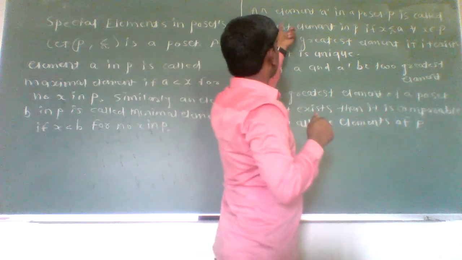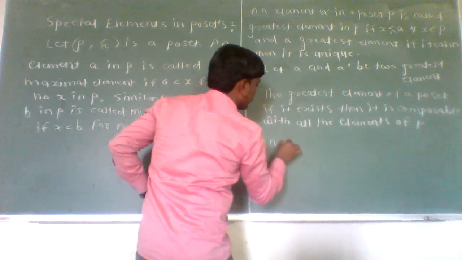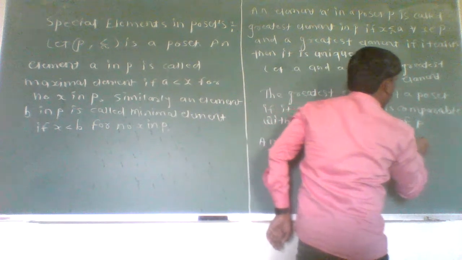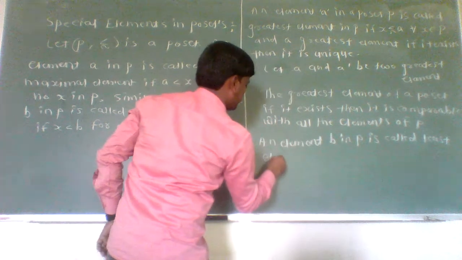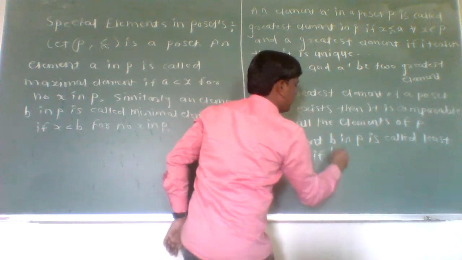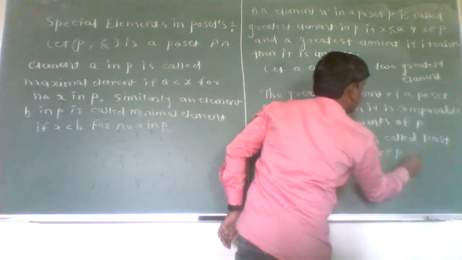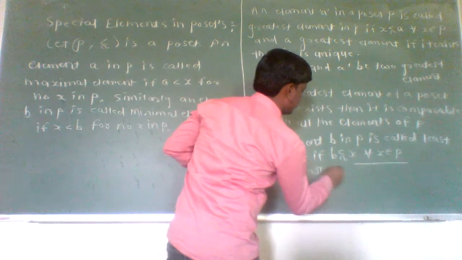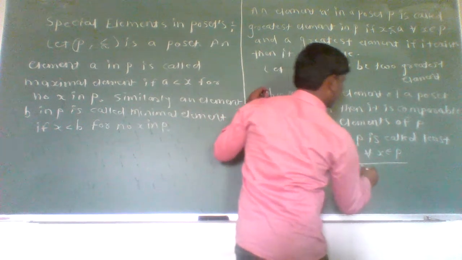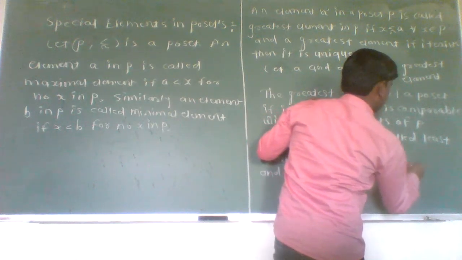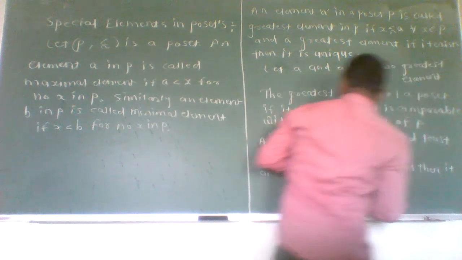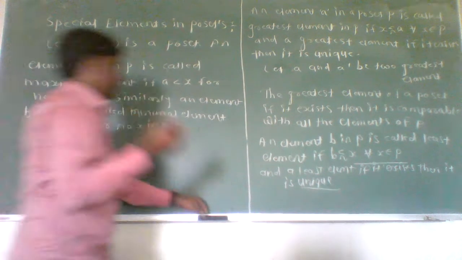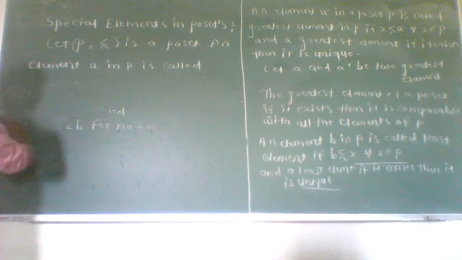Now, similarly, we have the least element. An element b in a poset P is called the least element if b precedes s for all s belonging to poset P, and a least element, if it exists, is unique. Now we have to see how to find the maximal element and minimal element from a Hasse diagram.